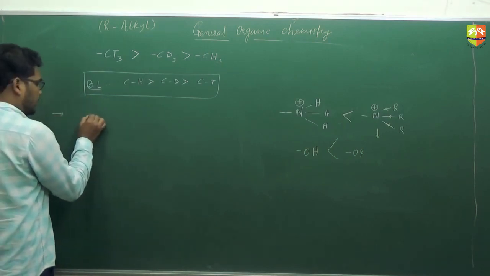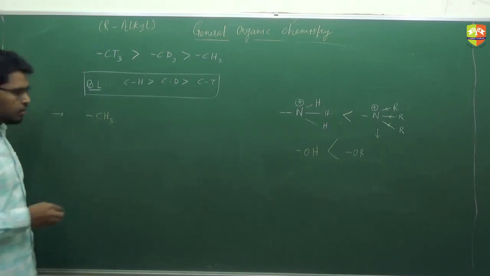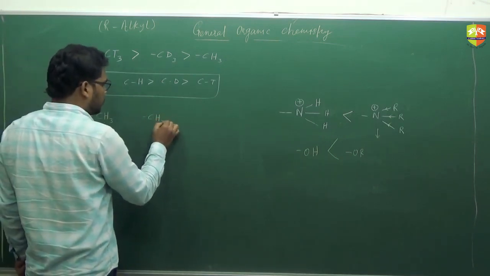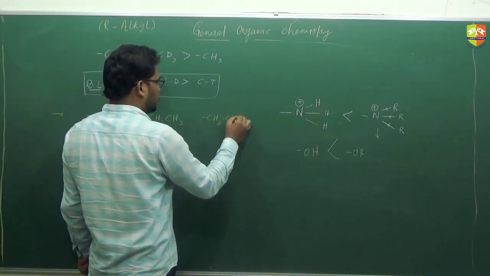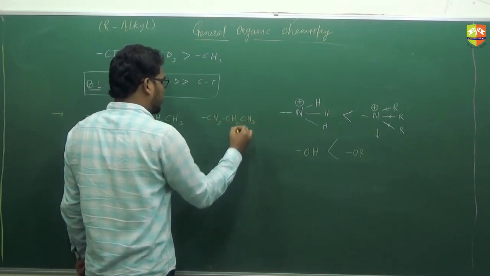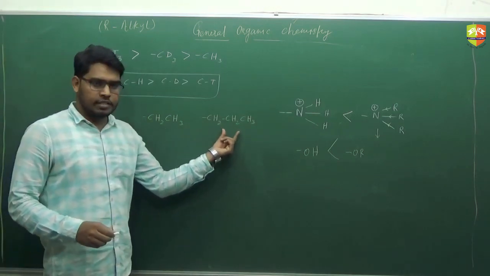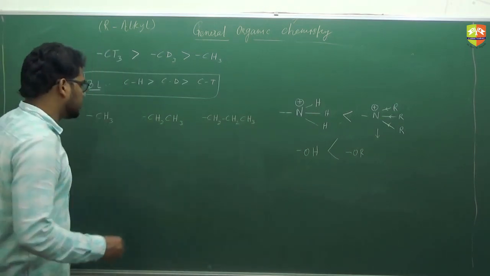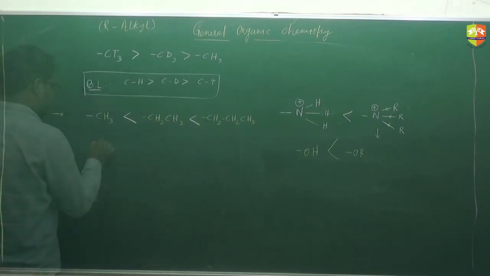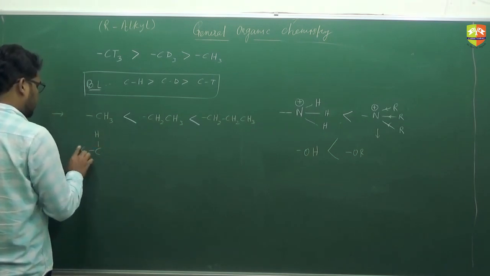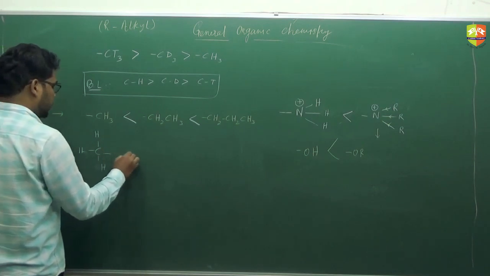Next one, you see ethyl, if the molecular mass increases, suppose we have methyl, this one. What is ethyl? CH2CH3, propyl CH2CH2CH3. So if you compare the electron releasing tendency of these alkyl groups, okay, as the number of carbon atoms increases or mass increases, electron releasing tendency also increases. Okay, which one of these has maximum electron releasing tendency?